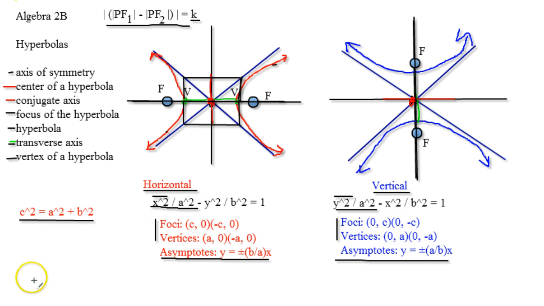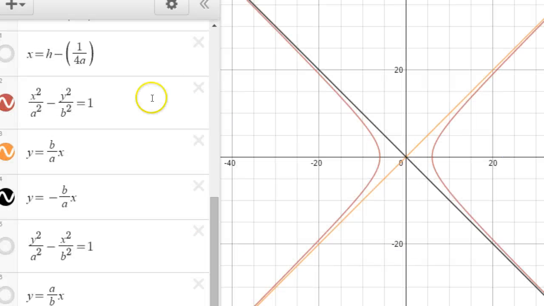All right, now we're going to take a look at the graph and just work with that real fast. Okay, so here's my graph of a hyperbola. It's going to be x squared over a squared minus y squared over b squared equals 1. One of my asymptotes is going to be b over a times x, and the other one's going to be negative b over a times x.